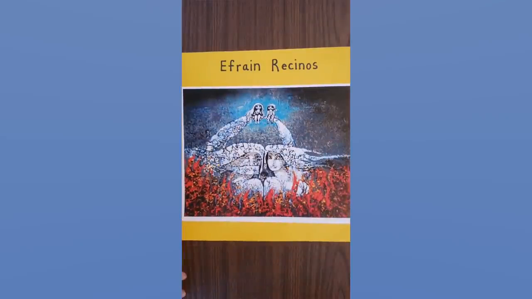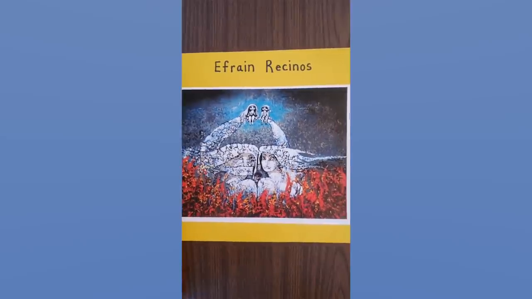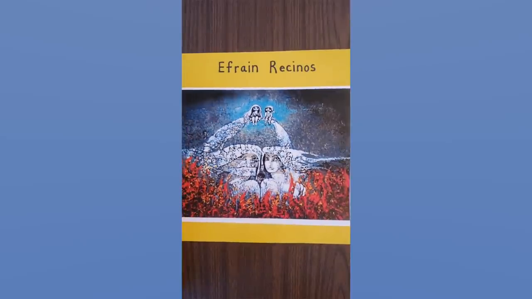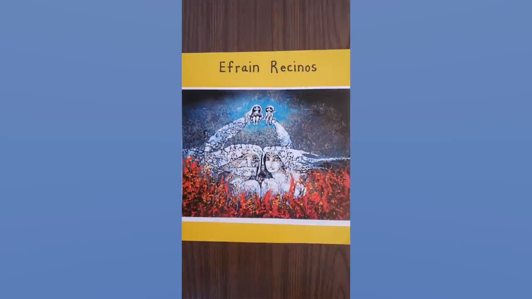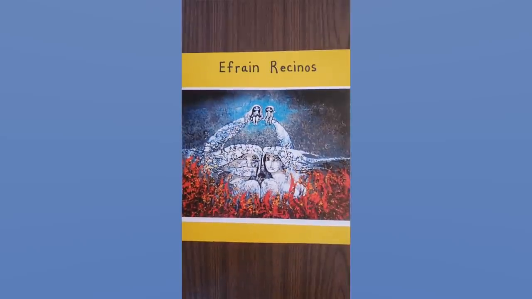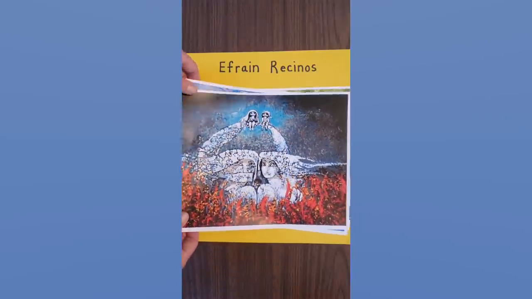My assignment for you guys is I want you to do a little bit of research on Efrain Racinos. I've really only told you a little bit about him. I'd like you guys to do a little bit of research on him and then find out three facts about Efrain Racinos. And then write them down. And you can send them to me in Google Classroom. Okay? So all I'm going to leave you with is that his name is Efrain Racinos. He's an artist from Guatemala. Now it's up to you to do a little bit more research and tell me three facts about him or about his artwork.